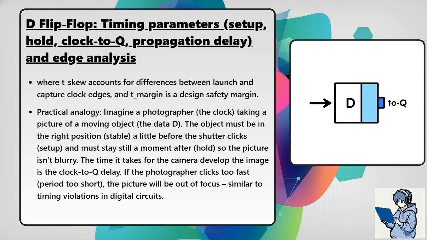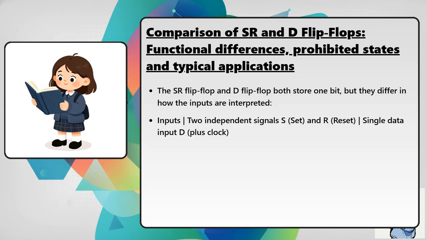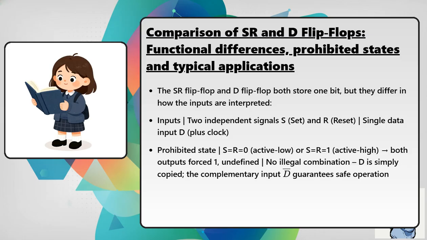The SR flip-flop and D flip-flop both store 1 bit, but they differ in how the inputs are interpreted. Inputs: 2 independent signals, S (set) and R (reset), versus a single data input D plus clock. Prohibited state: S equals R equals 0 (active low), or S equals R equals 1 (active high), both outputs forced to 1, undefined. For the D flip-flop, there is no illegal combination; D is simply copied. The complementary input D bar guarantees safe operation.